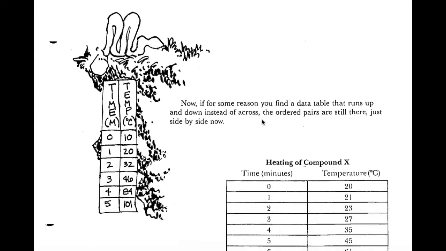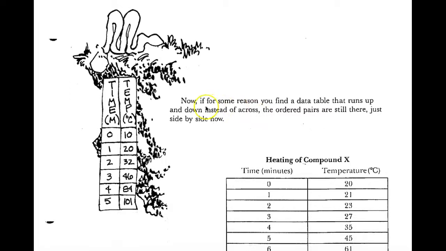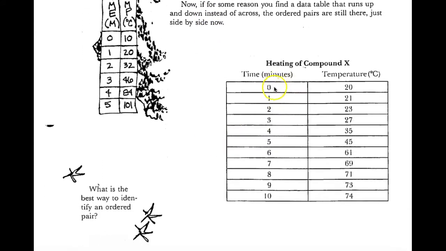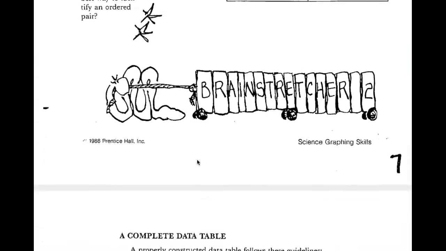Now, if for some reason you find a data table that runs up and down instead of across, the ordered pairs are still there. They're just side by side now. So this is the same table, 0, 20, 1, 21, 2, 23. It's the same thing, just organized a little bit differently.